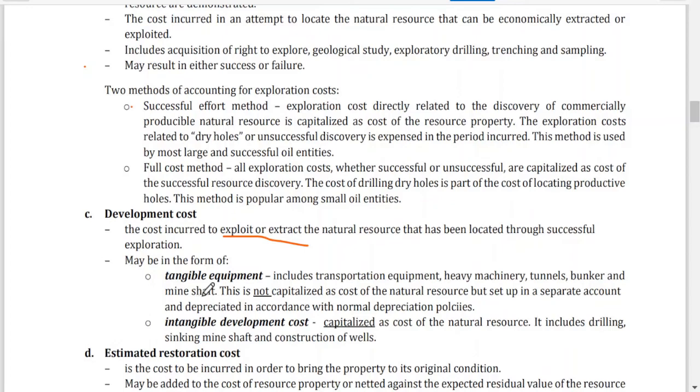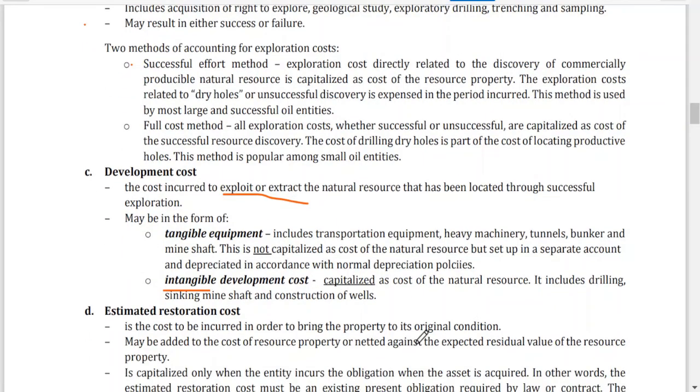So if it is tangible, like a tangible equipment, it can be touched, it can be seen, nga development cost, like the transportation equipment, heavy machinery, tunnels, bunker, and mine shaft. These are not capitalized as cost of the natural resource, but set up in a separate account and depreciated in accordance with normal depreciation policies. What is being capitalized as part of the natural resource are the intangible development costs, like the cost of drilling, sinking mine shaft, and construction of wells.